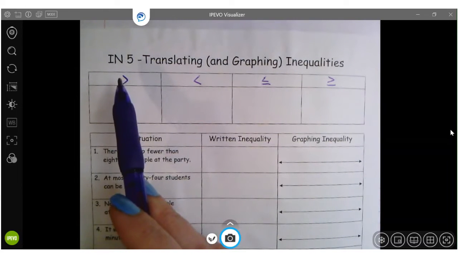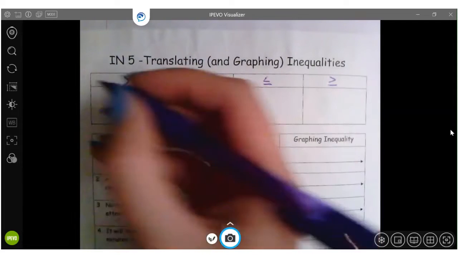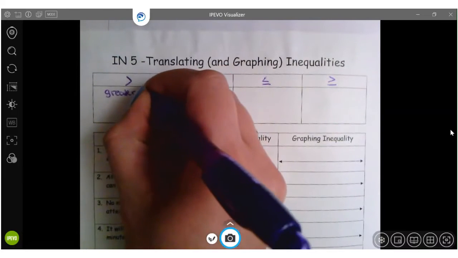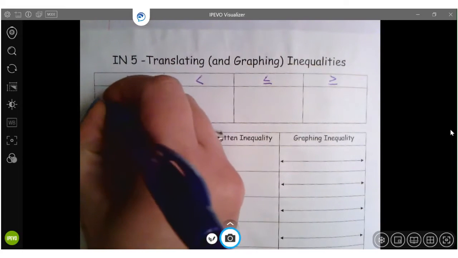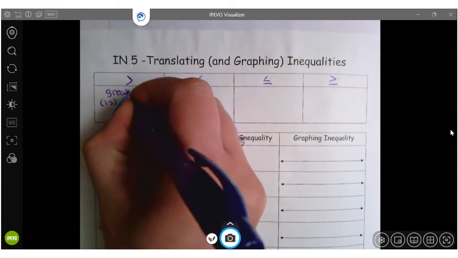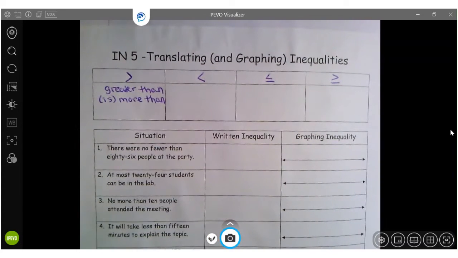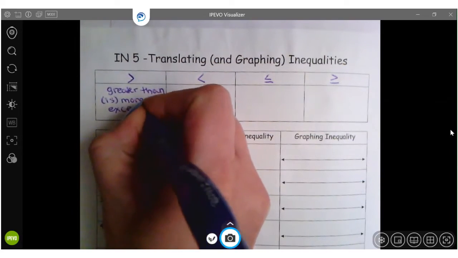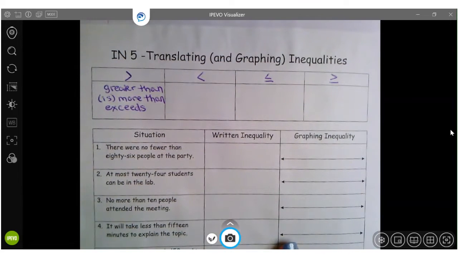So to start out, our greater than sign. So, of course, you could see greater than. Similar to greater than, you could see more than, or I'll put in parentheses, is more than. Exceeds. These are all great examples of keywords that might indicate you're using the greater than sign. Could you see more than that? Yes, but those will be common ones.